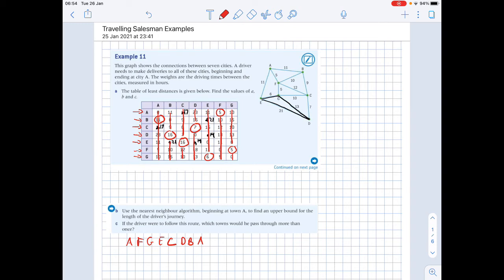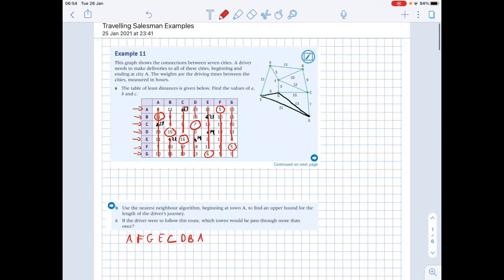That is a route we could take. So to find the upper bound in part B, we add together all of those values. So 11 plus 16 plus 16 plus 7 plus 6 plus 5 plus 5, which is 66. So that is a route that would get us through all the points.